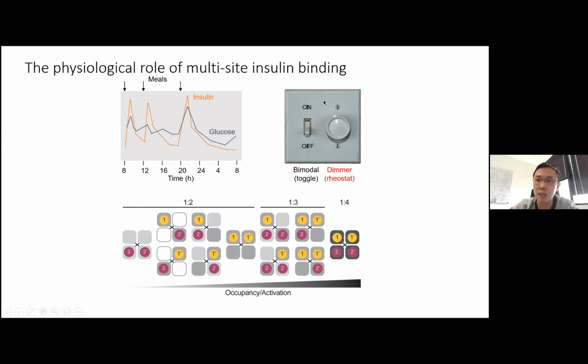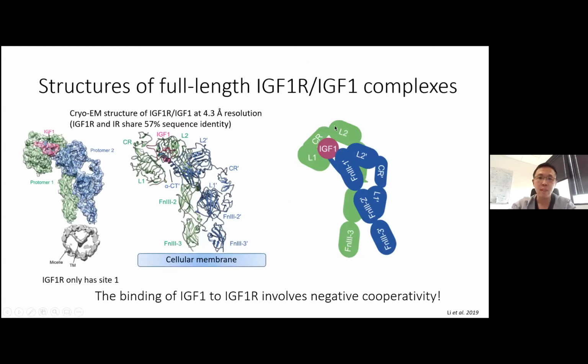This is different from the switch model, right? We call this tuning. You can tune the light, and not really turn the light on and off. And that is very different in the case of the IGF-1 receptor.